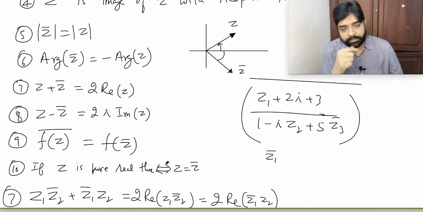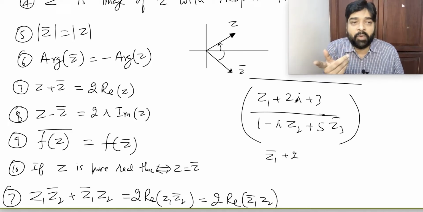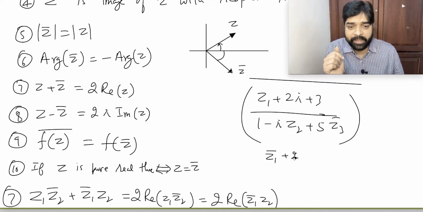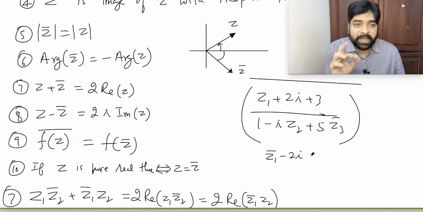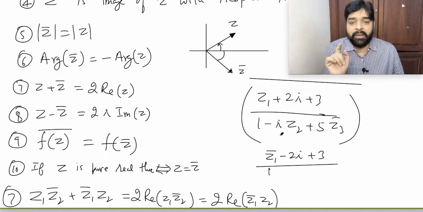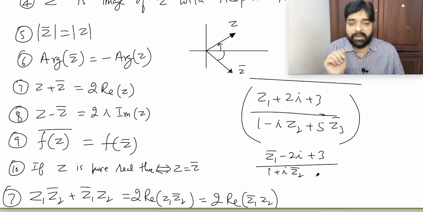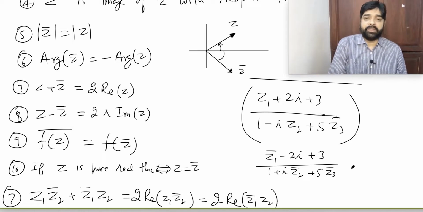Did you understand? So this bar is coming inside. So z1 bar, okay, I wrote it. 2 bar, nothing will happen, 2 will be there. i bar will become what? Minus i. So this will become minus i. Plus 3 bar means 3. Divided by 1 bar, 1. Minus i bar, minus i, so plus i, z2 bar. Plus 5 bar, 5 itself, z3 bar. This will be the answer. Did you understand?